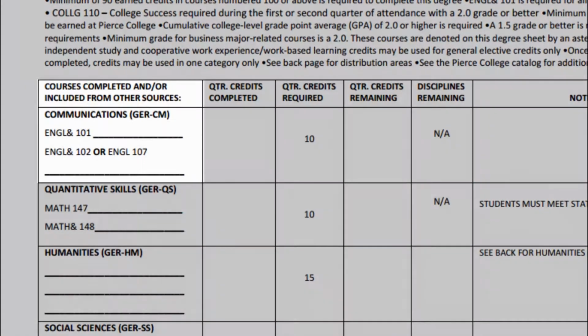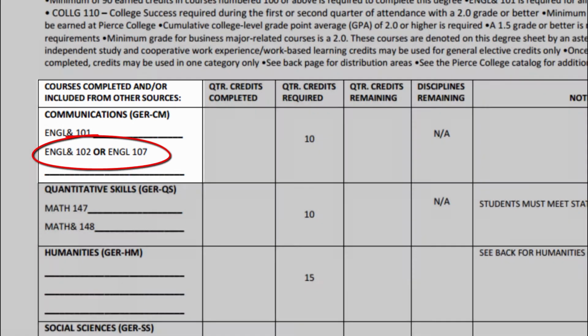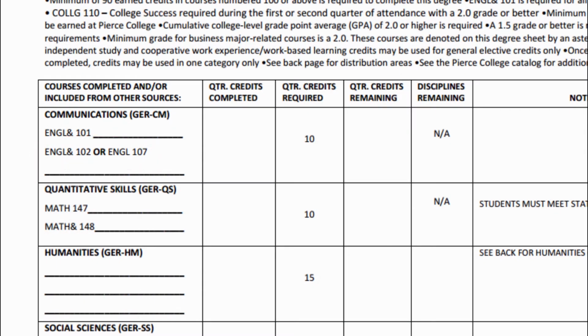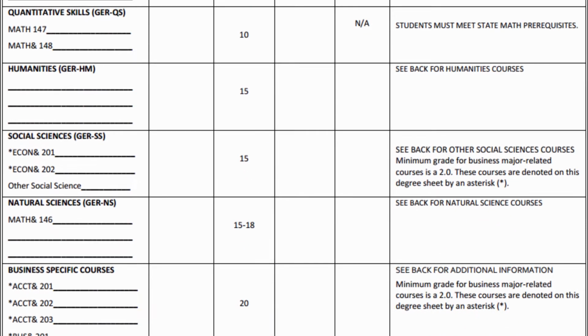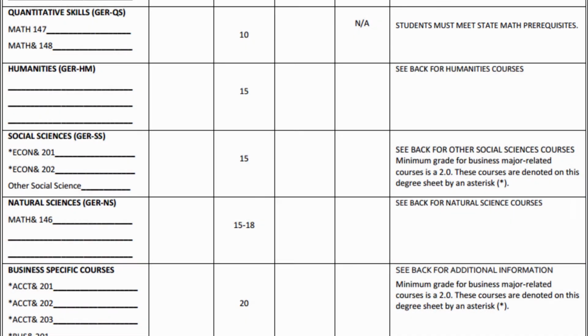So notice again, here we have English 101, but then notice we've got 102 or 107 chosen. Again, 101 is the prereq to get to 102 or 107. Notice in the quantitative, we've got math. And just like we saw with Leon, there are prereqs. You already know how to identify those prereqs.